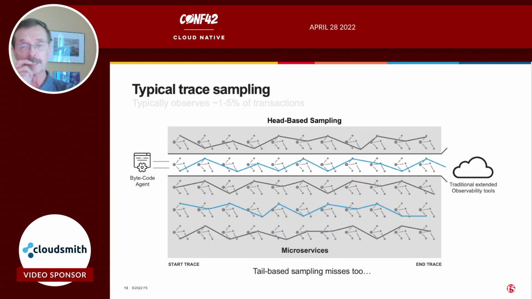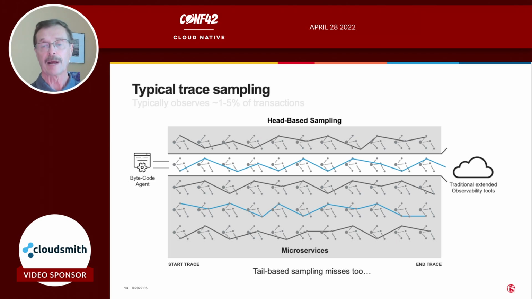So here we're looking at typical trace sampling. There are two types of things here: head-based and tail-based. No one in their right mind really goes after some of these others. It's easier not to do this than looking at dimensionality collapse. Head-based sampling: let's look at the sample and then decide whether to keep it or not. The head-based sample catches things that are outliers, and it can catch things that are errors.